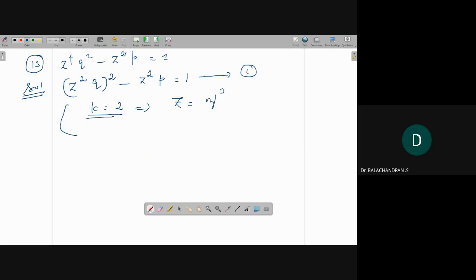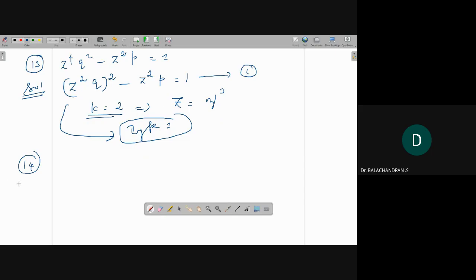Then using this substitution, this reduces to type number? Type 1, very good. Type 1, very easy. You can easily solve the problem.